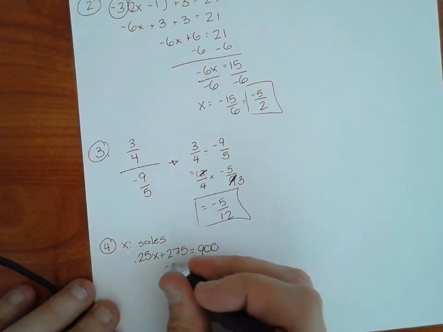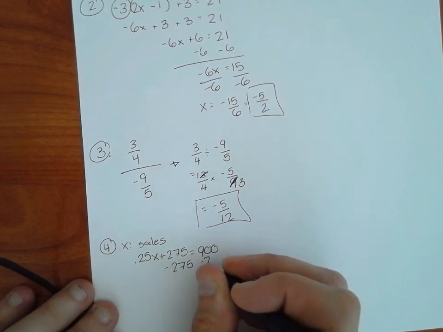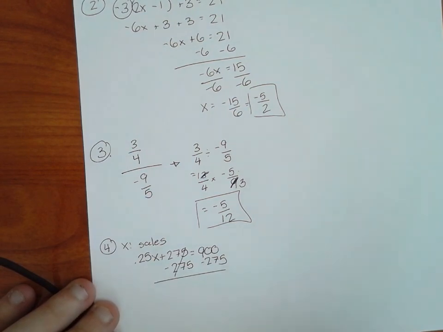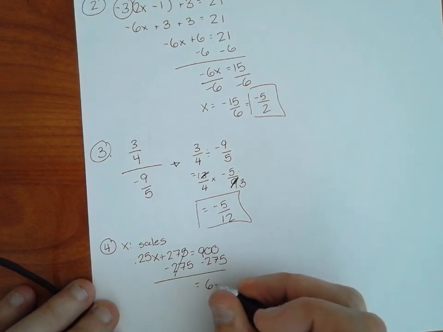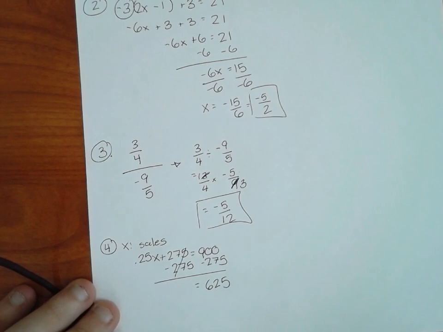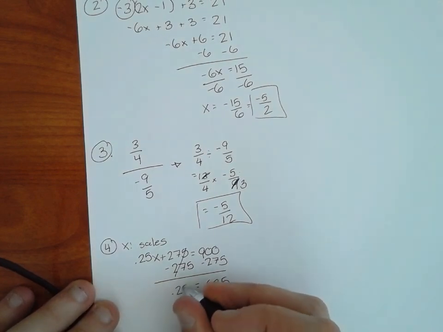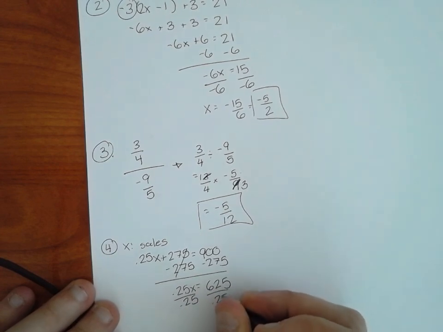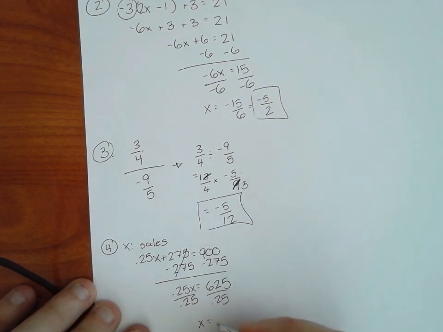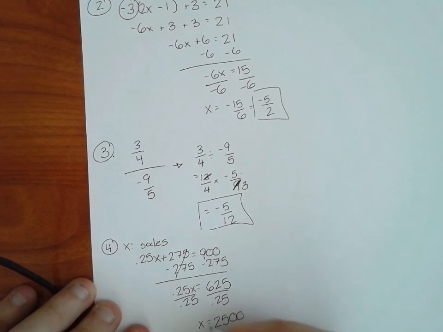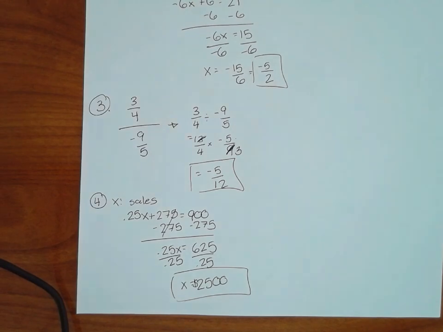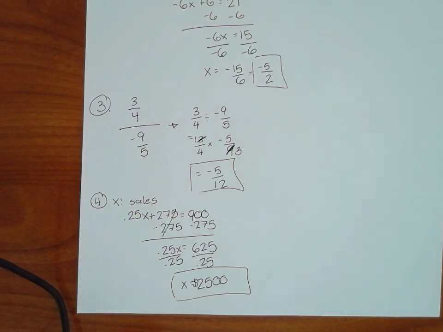From here, solve the equation. How would you solve any normal equation? Get rid of your constant. When I subtract, I get 625. Then bring down the 0.25x. Divide by 0.25. And x is going to equal $2,500.